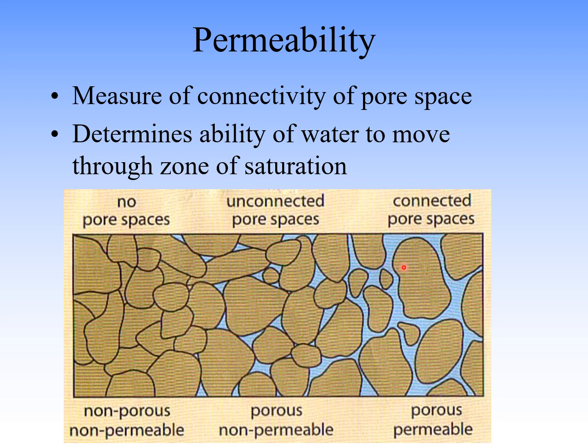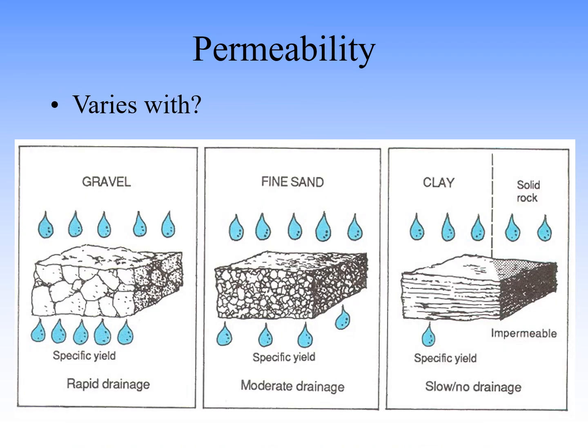Then if you have connected pore spaces where there's enough water in there that the grains have begun to separate away from each other because the water pressure is pushing them apart, then you're porous, just like you are over here, but now you're also permeable. And that means that water can move through this area based on the connectivity of the pore spaces.